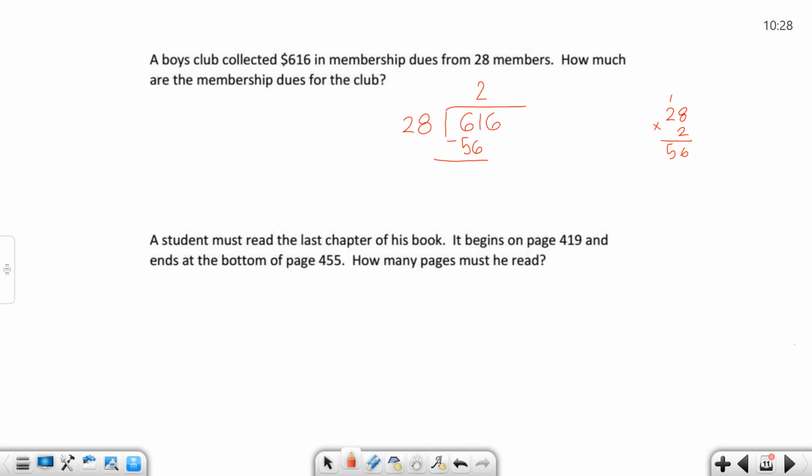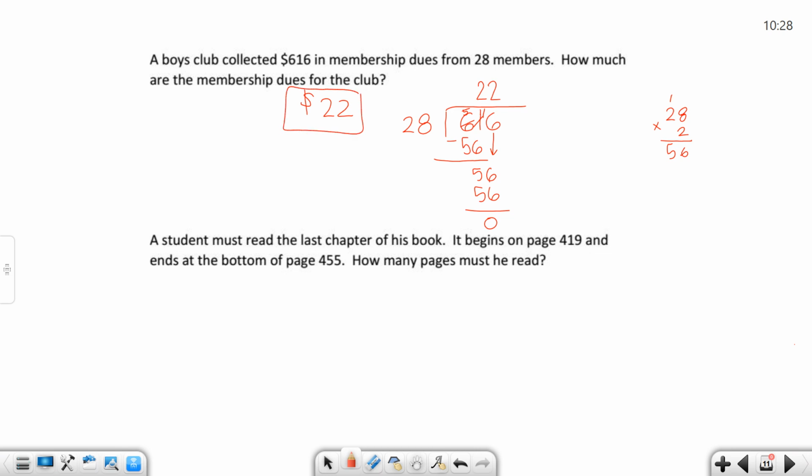So I put it there, and then I subtract. Now when I subtract, I'm going to get an 11 here, and I'm going to borrow. So this is going to give me 5 and 6. Well, I know on the side over here that 28 times 2 is 56. So I know that 28 goes into 616 22 times evenly, and so the membership dues for this club are $22 a piece. And that would be your answer for that word problem.